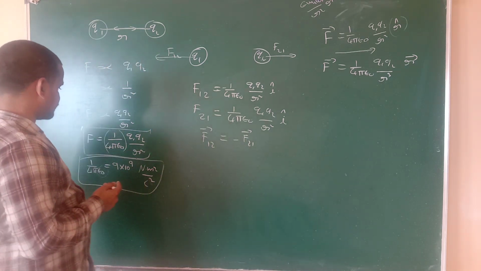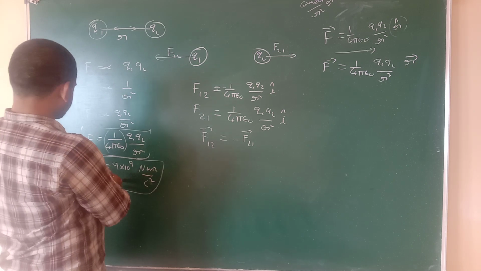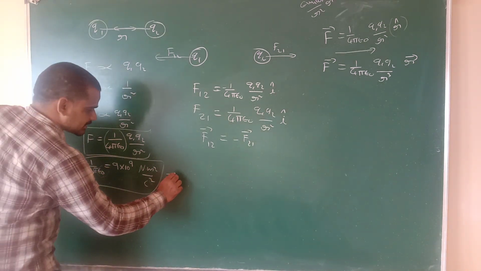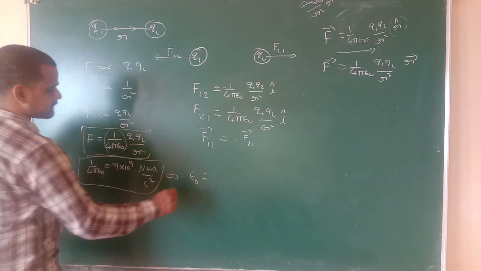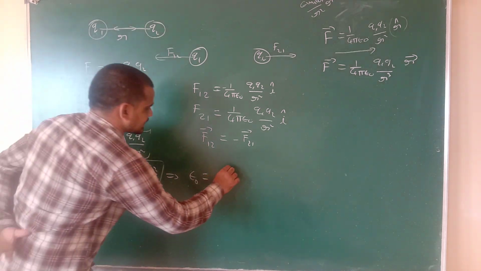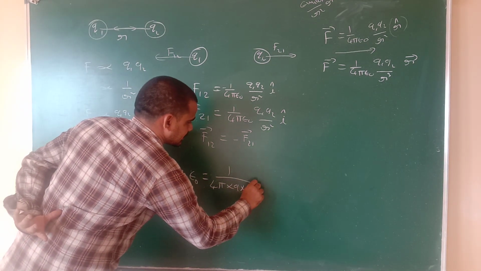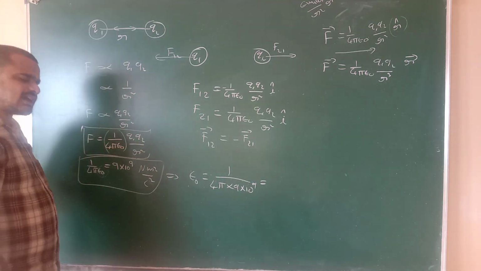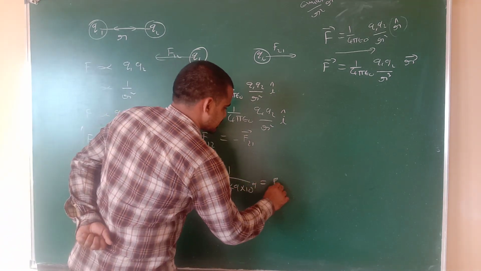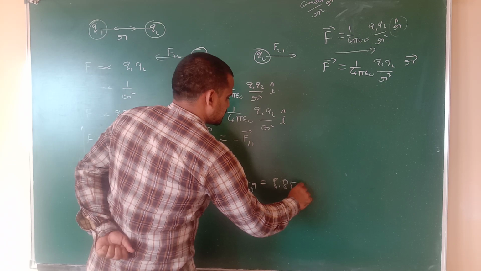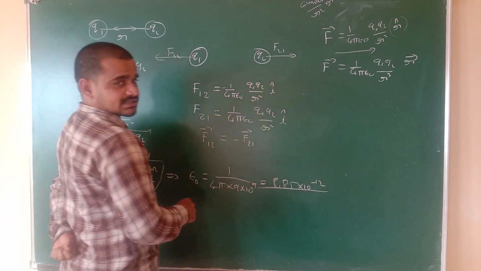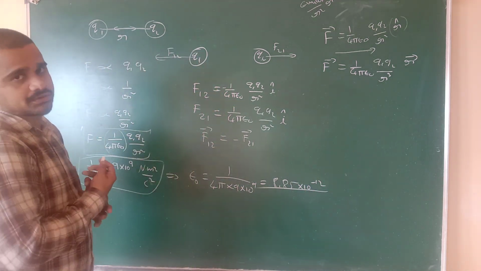Epsilon naught is the permittivity here. We can calculate this value also. What is epsilon naught? Permittivity of free space. From here, epsilon naught, I can write 1 by 4 pi epsilon naught as 9 into 10 power 9. Calculate this and you'll get around 8.85 into 10 power minus 12. Once make a calculation, do it, okay?